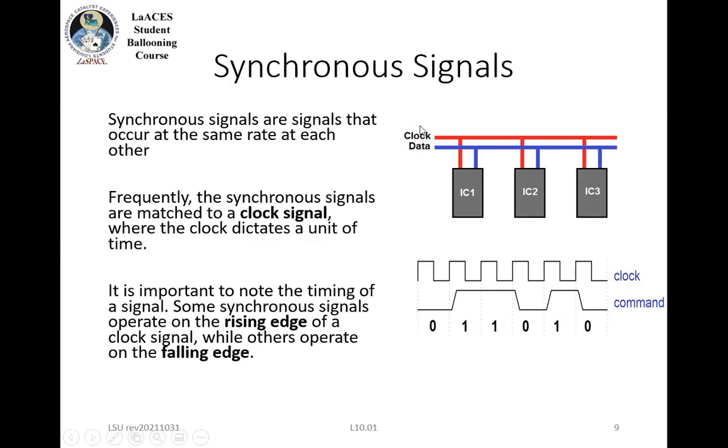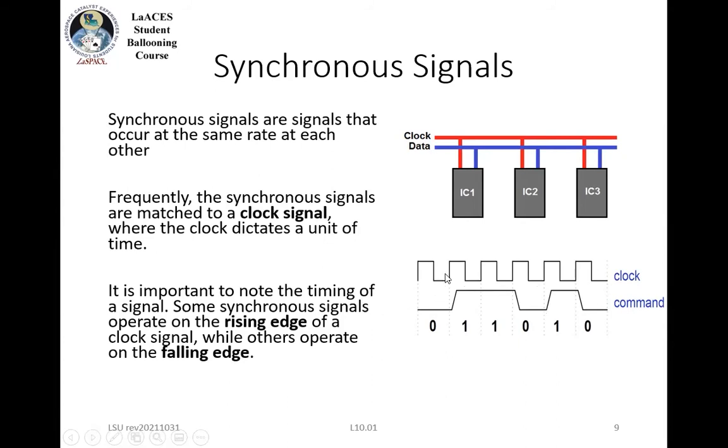So the clock is what's dictating units of time. You could think of each one of these pulses as a tick of a clock. And what we're going to do is look at the values of this data line at the appropriate edge of the clock signal.